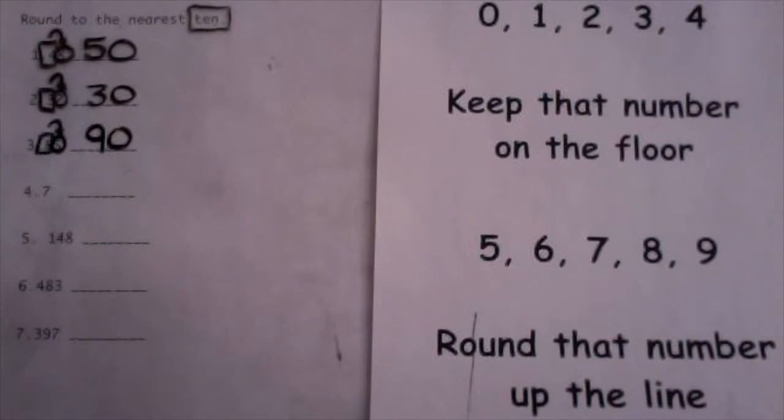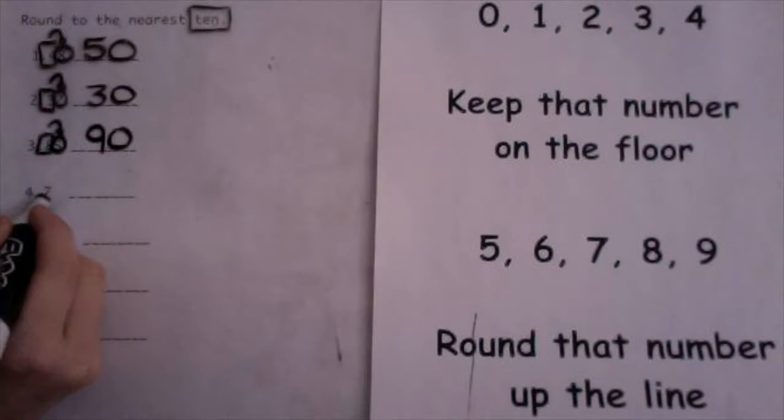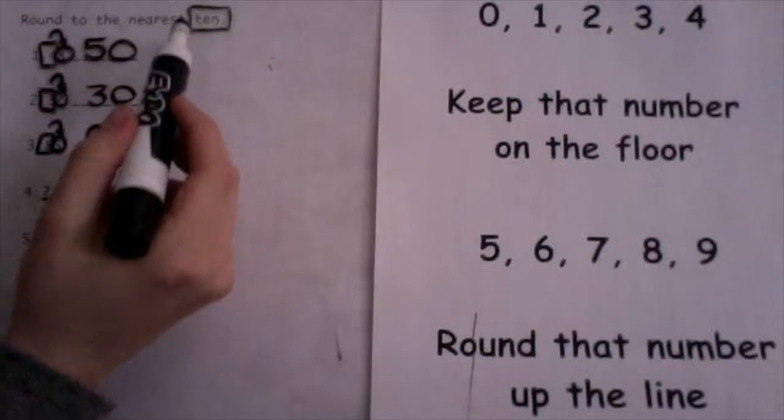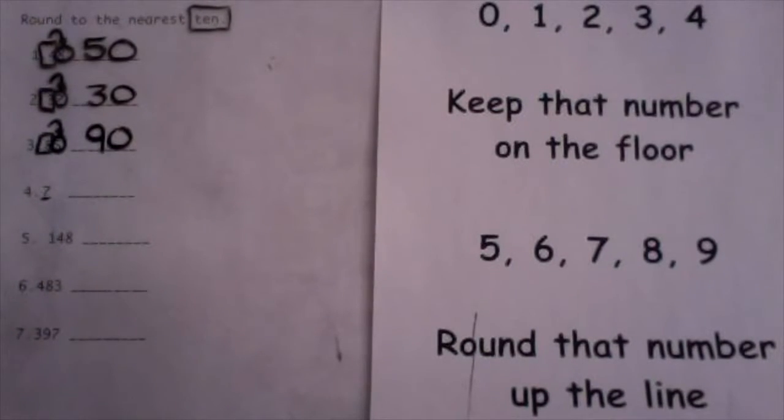All right, number 4, we have one digit here. Uh-oh. When you have one digit and you're rounding to the next place value, you need to say your rhyme again. Is this number 1, 2, 3, or 4? No. 5, 6, 7, 8, 9? Yep. So we're going to round that number up the line.